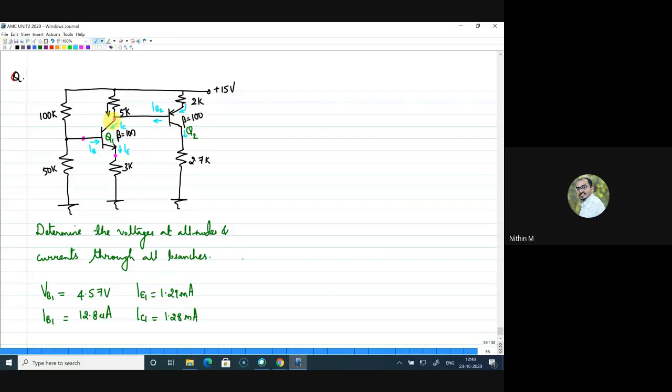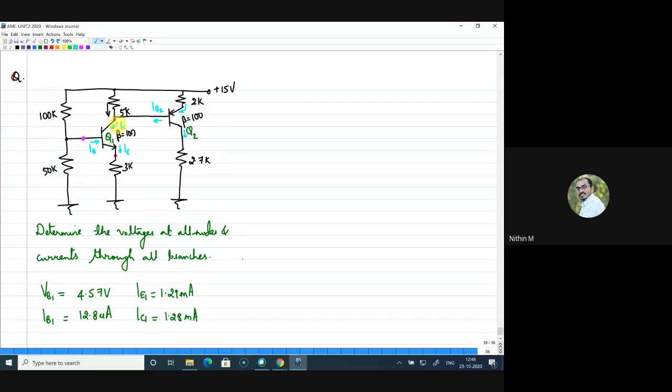In this question, I assumed that this connection is not there. If this connection is not there, all the conditions will be the same as previous. Now if I bring back this connection, the only difference will be in the collector current. Previously the collector current was entirely through 5K, but now it is also contributed by this IB2.